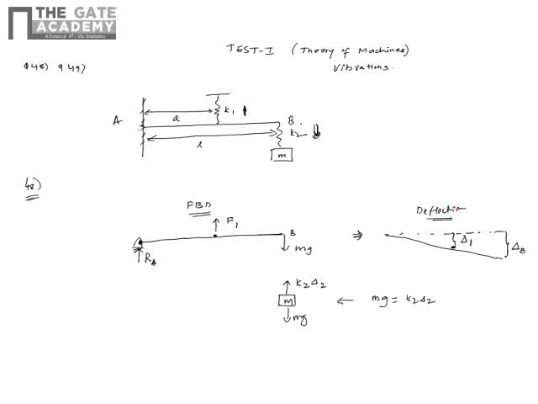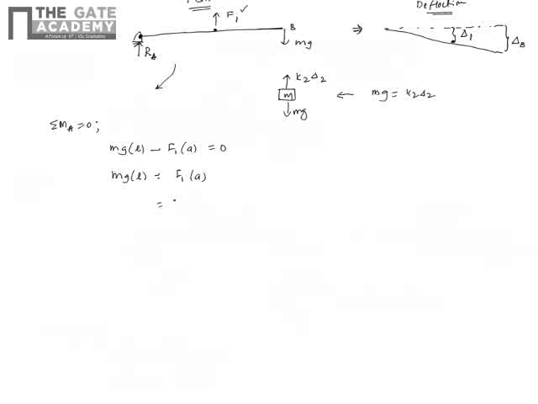Now taking this free body diagram and balancing moment about A, we get mg into L producing a clockwise moment, that should be balanced by the moment produced by F. So minus F1 into A equals 0. Now mg into L is F1 A. F1 is the spring force in K1, so F1 can be written as K1 delta 1, into A. So delta 1 is mg by K1 into L by A, which is the deflection in spring 1.